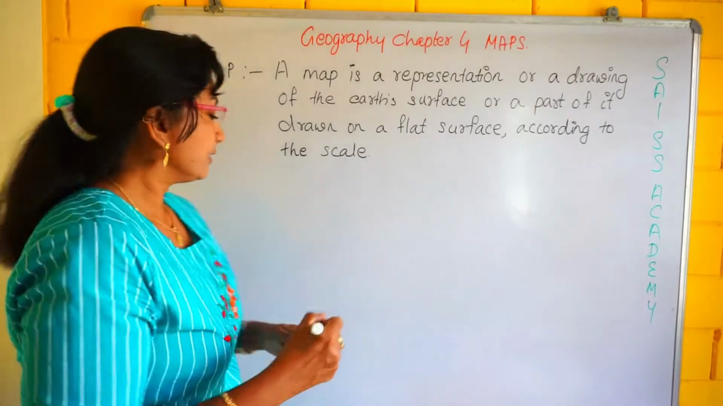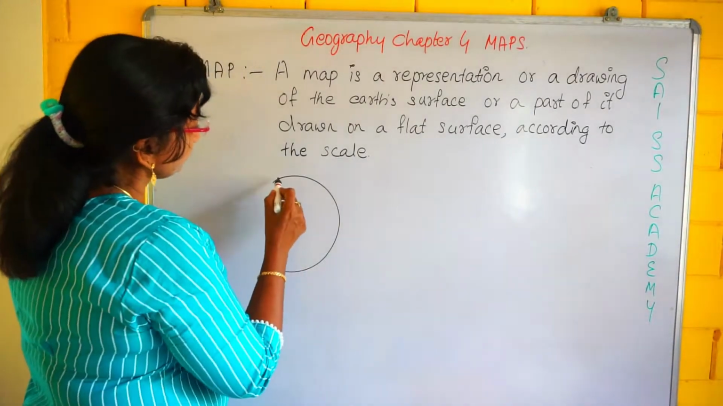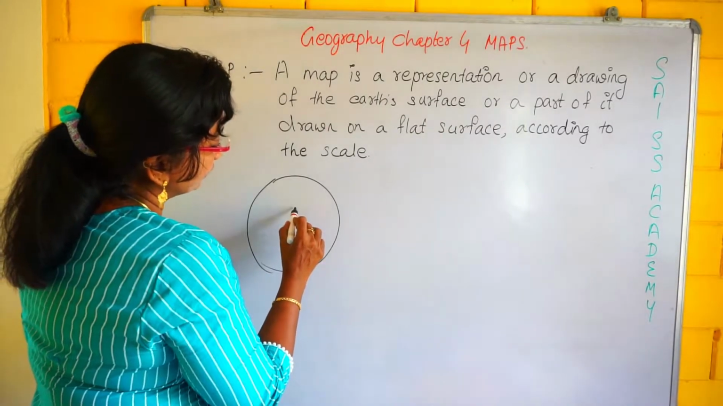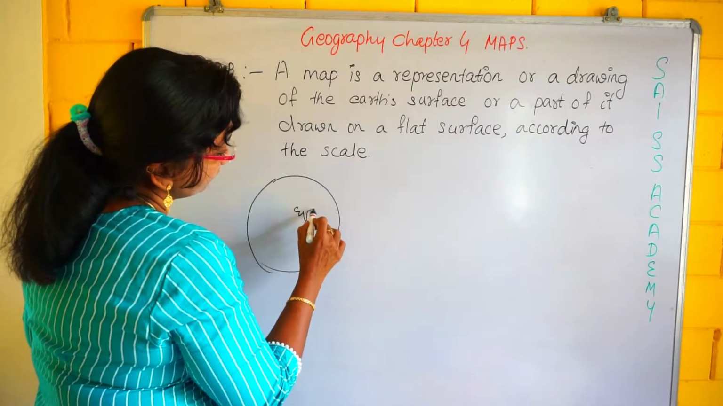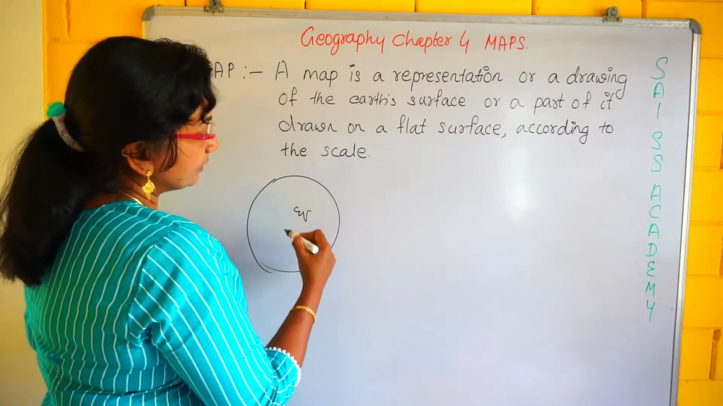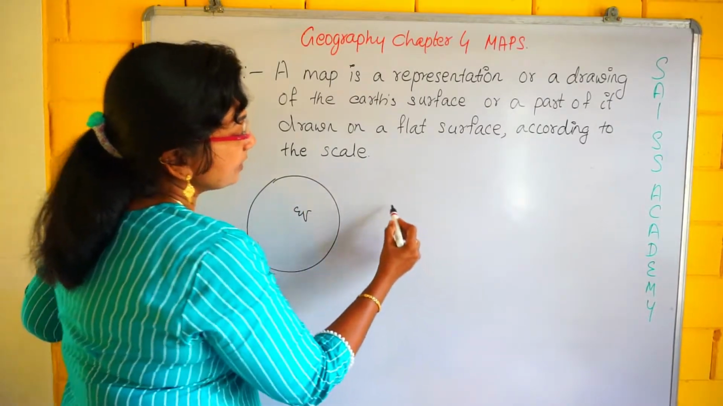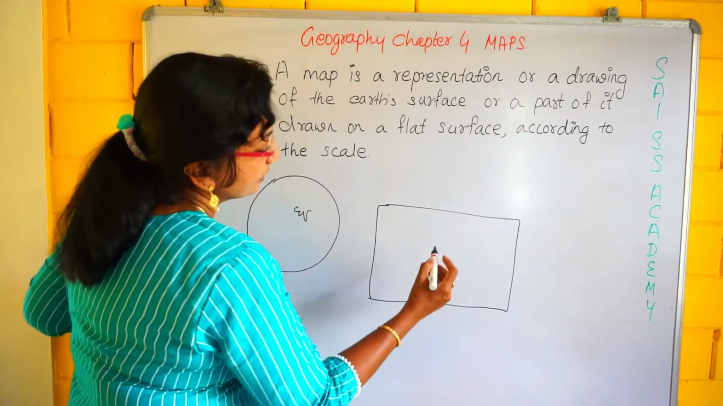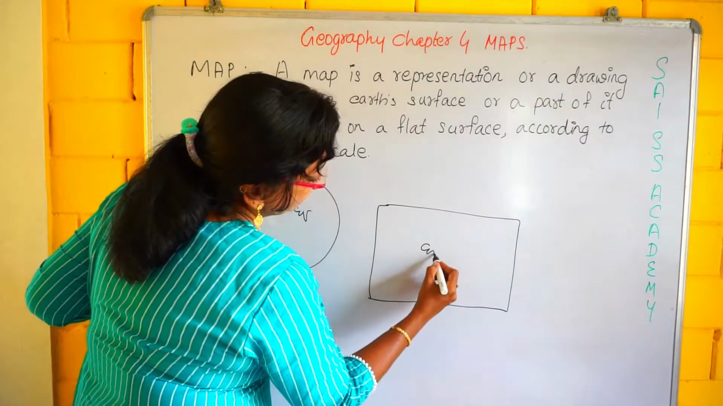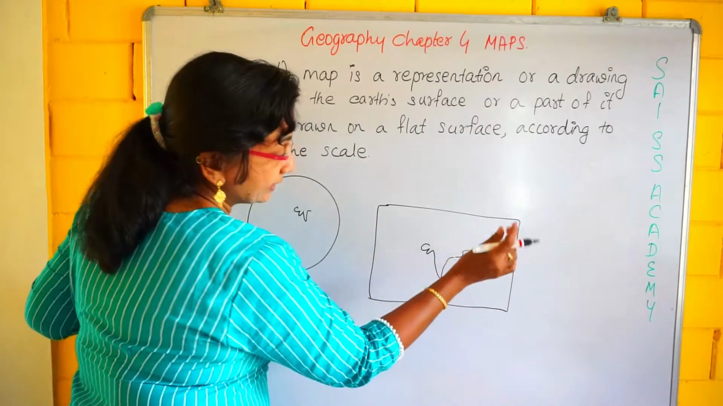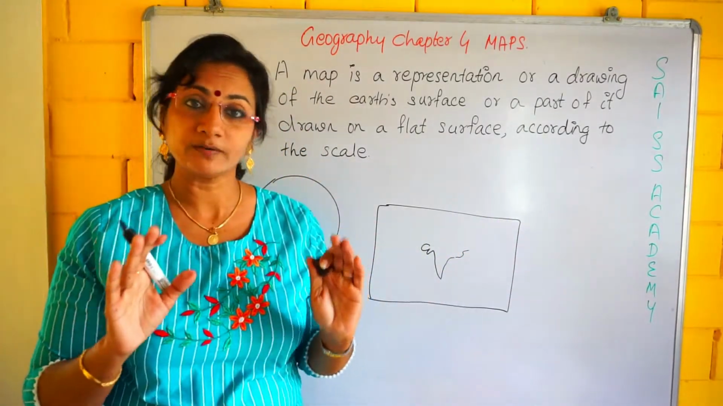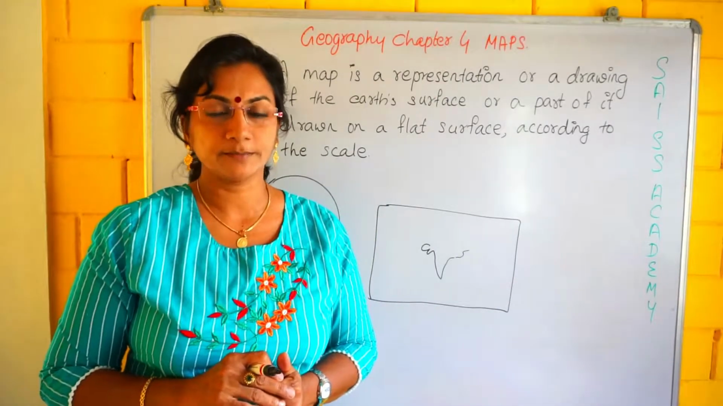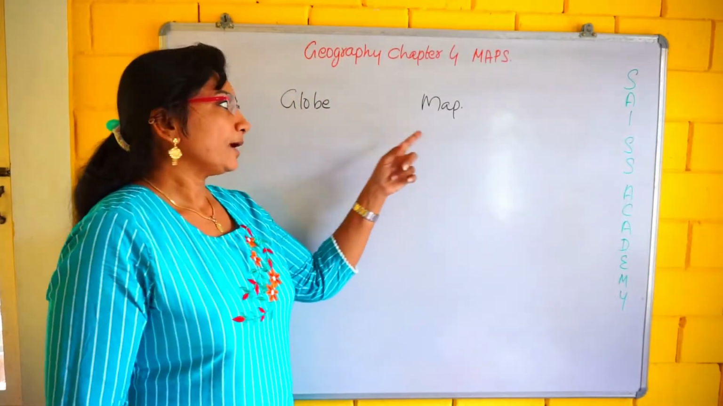Here, if I have a spherical representation, that is a globe, and we know that in the northern hemisphere our India is here, and I am taking India from this spherical representation and drawing it on a flat sheet of paper. I am drawing it with a proper scale. I have to draw it with a proper scale, then it will become a map. Understood?